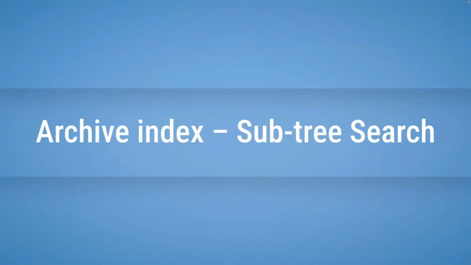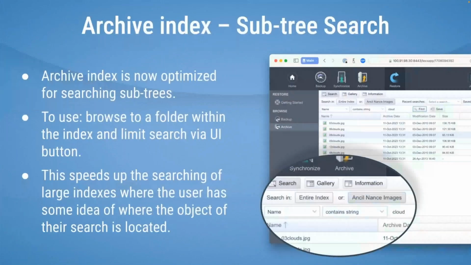Okay, so the next thing that's new in 7.2, again around the archive module, is subtree search. This is a pretty simple one. The archive index previously did allow this, and then this was removed in, I think, version 7.1. 7.2 brings it back. Let me tell you a little bit more.